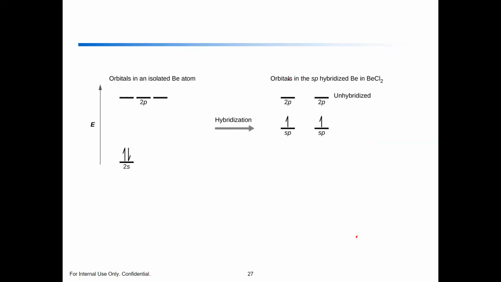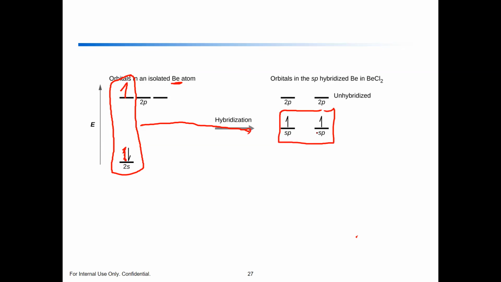So here's an example, BeCl2. If you look at Be, what's the electron configuration? 2s. And what's going to happen? One of the electrons is going to jump up, and then they're going to mix, hybridize. When they hybridize, you're going to have sp and sp. And then this is going to open up space so you could have bonding with your 2 chlorines.